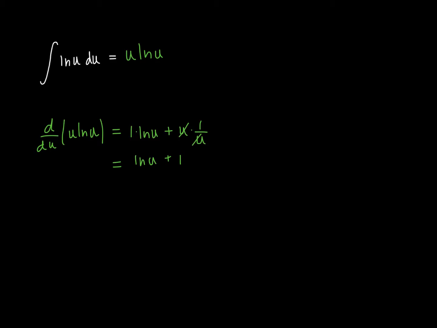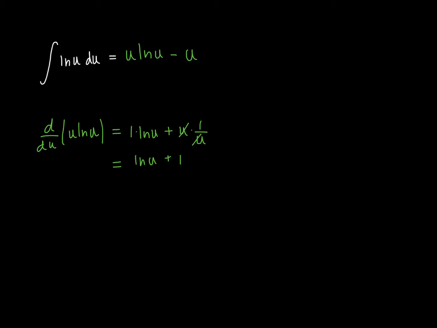So I'm close, right? The derivative of this gets me very close to natural log of u, but I have a plus 1. So I need some other term here that when I take the derivative of it, I'll get negative 1. So if I just subtract u here, when I take the derivative of u, I get 1. So it'll be minus 1, and that'll be exactly what I need.